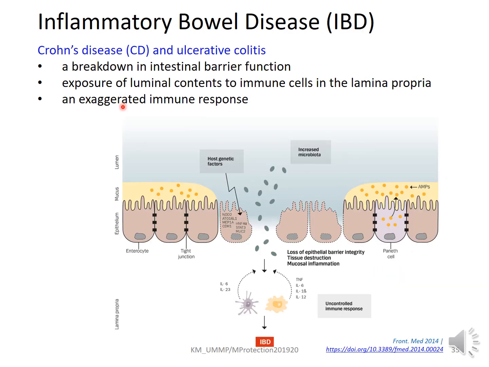A breakdown of intestinal barrier function is usually associated with inflammatory bowel disease. We have two types, Crohn's disease and ulcerative colitis. So here, the microbiota or the aggressors can activate the immune response. In the submucosal layer, the cytokines are activated, leading to inflammatory bowel disease. The detailed explanation of this IBD will be discussed in other lectures.